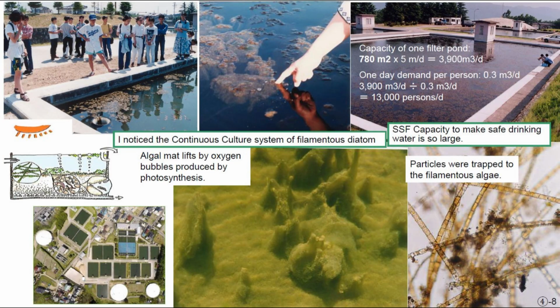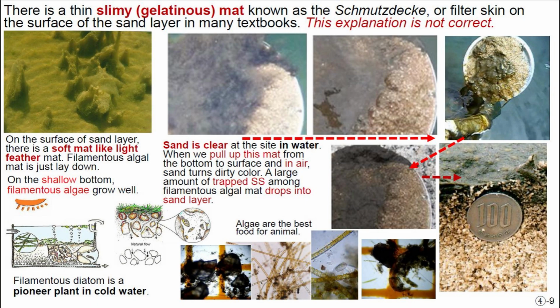I noticed that the SSF pond was a continuous culture system of filamentous algae. Algal mat lifts by oxygen bubbles produced by photosynthesis. In many textbooks, there is a thin slimy, gelatinous mat called the schmutzdecke, or filter skin, on the surface of the sand layer. However, this explanation is not correct. On the surface of the sand layer, there is a soft mat. Filamentous algal mat just lies down.